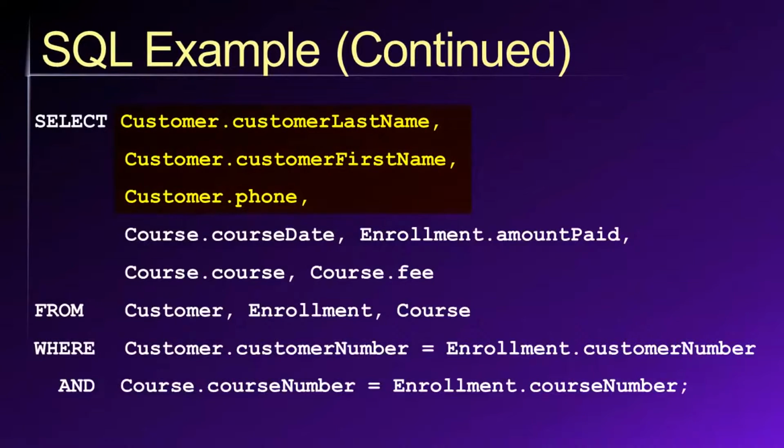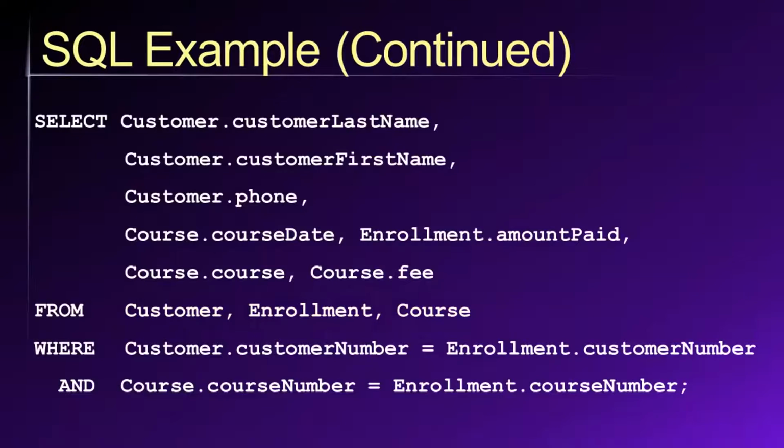We are selecting the customer's last name, the customer's first name, the customer's phone number, and the date of the art course, the amount paid out of the enrollment table, the course itself, and the total course fee from our three different tables: customer, enrollment, and course.